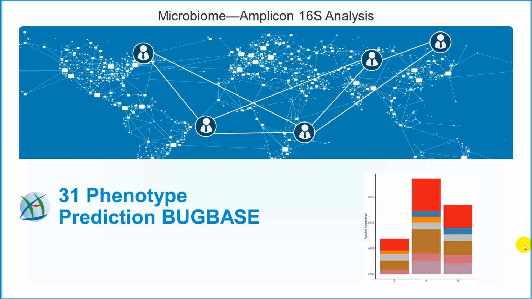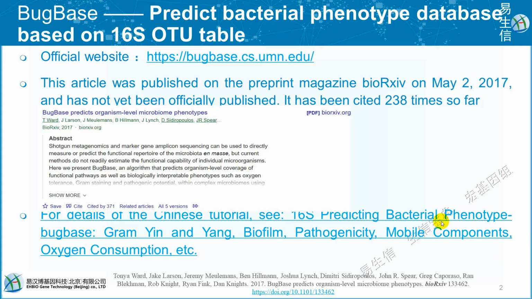Now we're going to discuss phenotype prediction with BugBase, which is used to predict bacterial phenotypes based on a 16S OTU table, and the official website is given here. The article entitled "BugBase predicts organism-level microbiome phenotypes" was published on the preprint server in 2017, and has been cited so far more than 371 times in research articles.